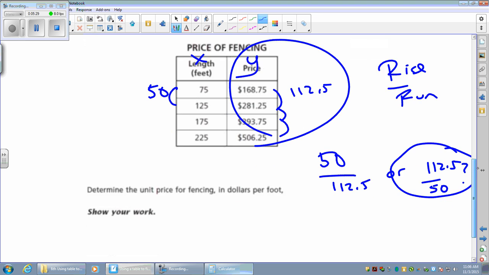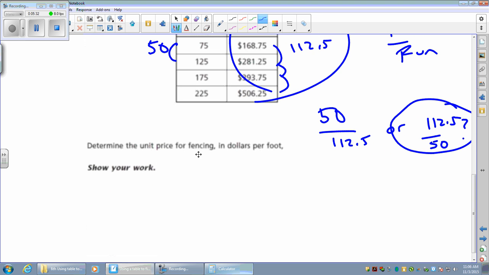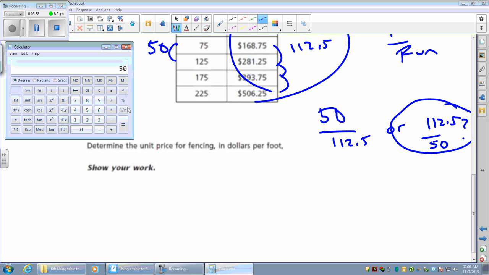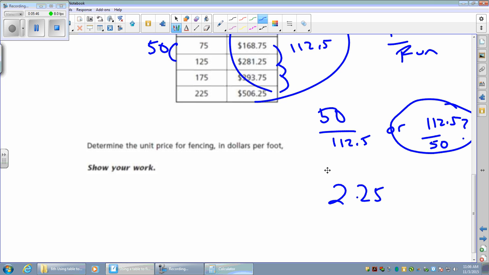All right? So now that we have that, it says to determine the unit pricing for fencing in dollars per foot. So I want 1 foot on the bottom instead of 50. So I'm going to take that 112.5 and divide it by 50. And when I do that, I end up getting 2.25 per foot. Okay, or $2.25 per foot.